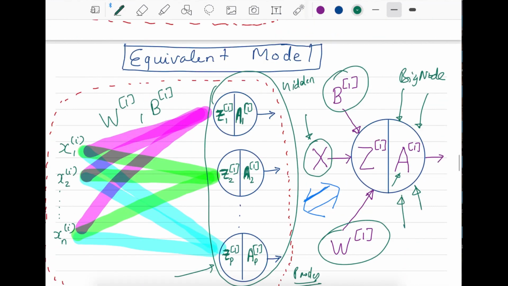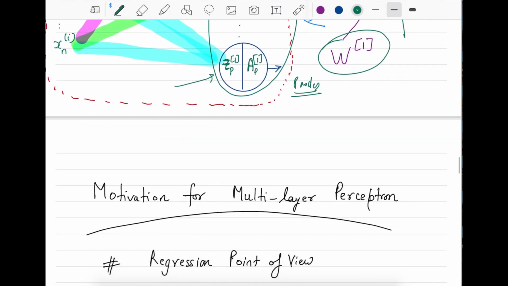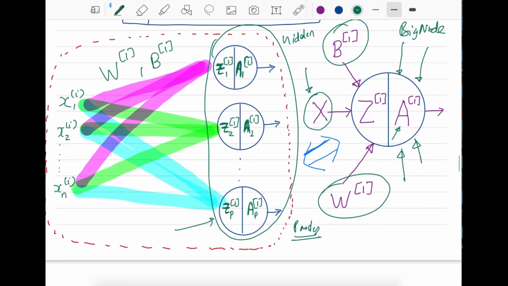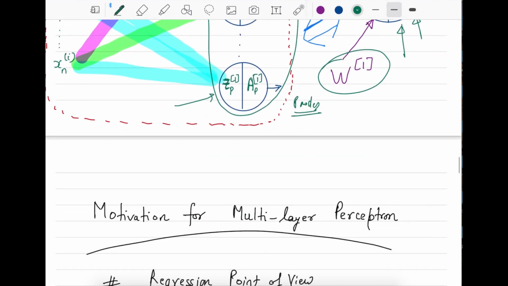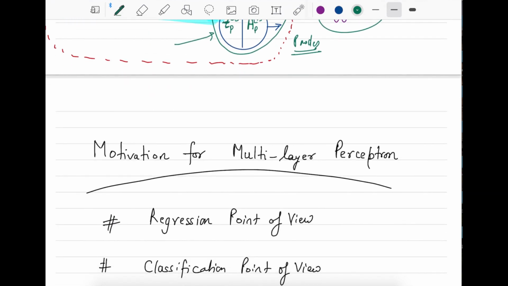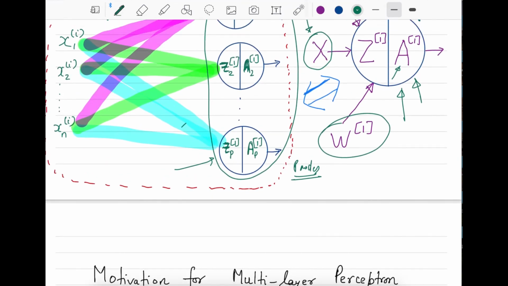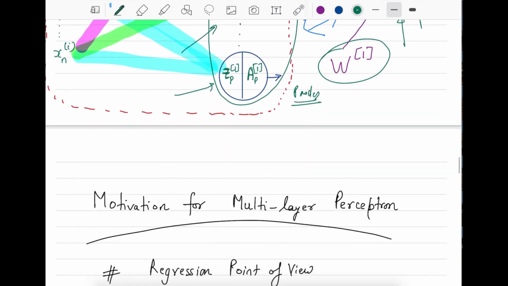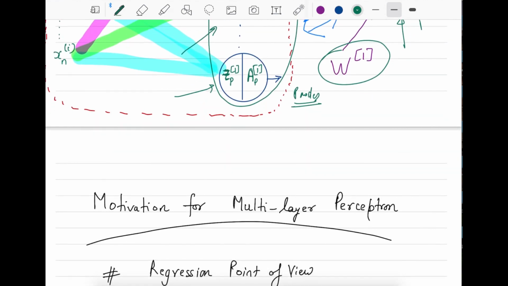Okay, so one thing is that now we have this hidden layer with P nodes. Now we will see the motivation for multiple layers. As you can see, this is the single layer. So let's see what the motivation is, why we have to move from a single hidden layer to multiple layers. What is the point in doing that?